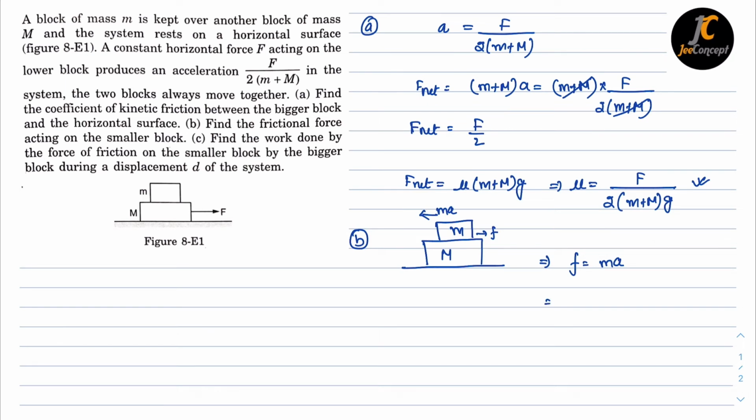Now the a is given as F upon 2 times (M plus m). So the frictional force on the upper block is m times F upon 2 times (M plus m). So this is the solution for the second part.